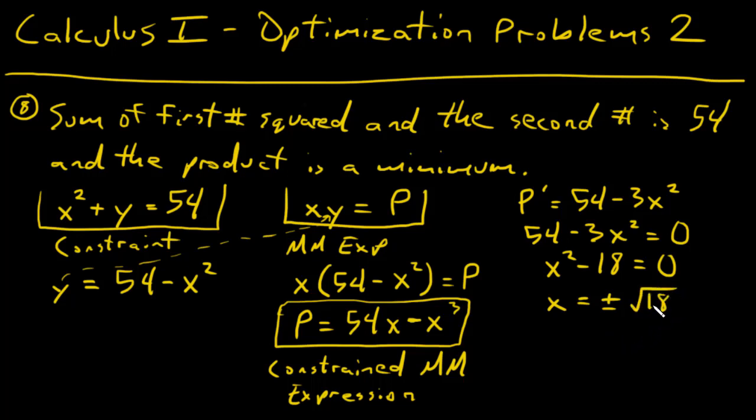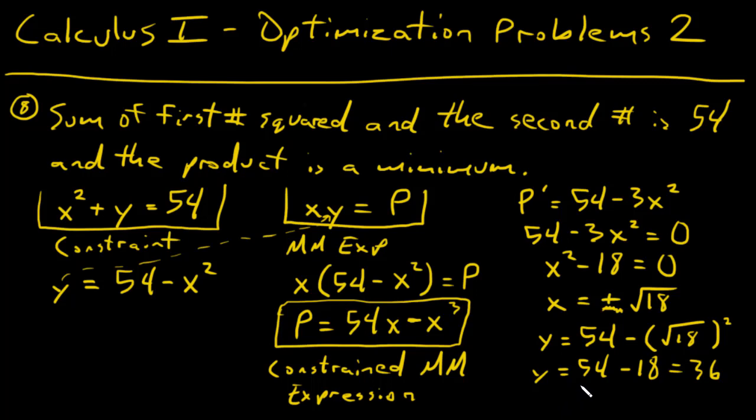Okay? So this right here is, I have my two solutions since it was a quadratic, but I know that these two numbers, x and y, are positive, so I can eliminate that negative sign there, and it's just going to be root 18. That's what x is. So now that I know what x is, I figure out what y is, because y is equal to 54 minus x squared, so that's going to be root 18 squared. So y is equal to 54 minus 18, which is 36. So I now have my x is root 18, my y is 36.